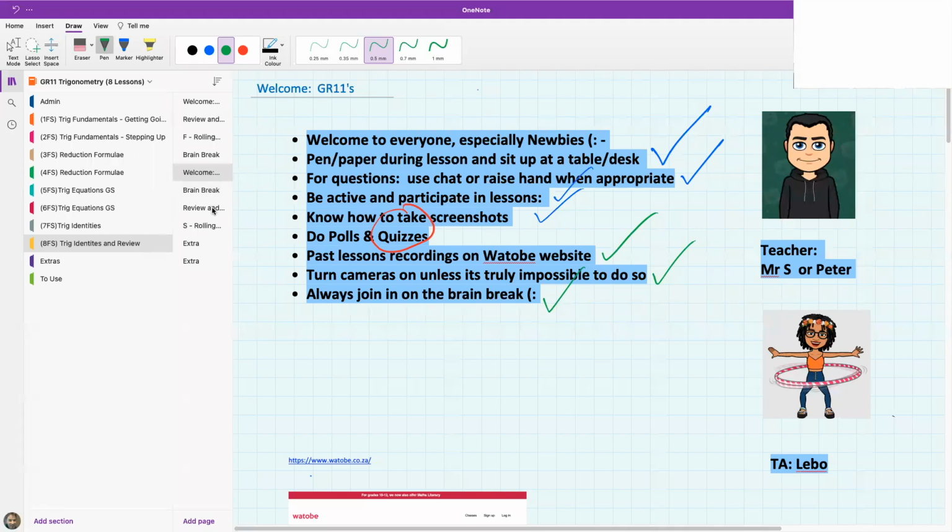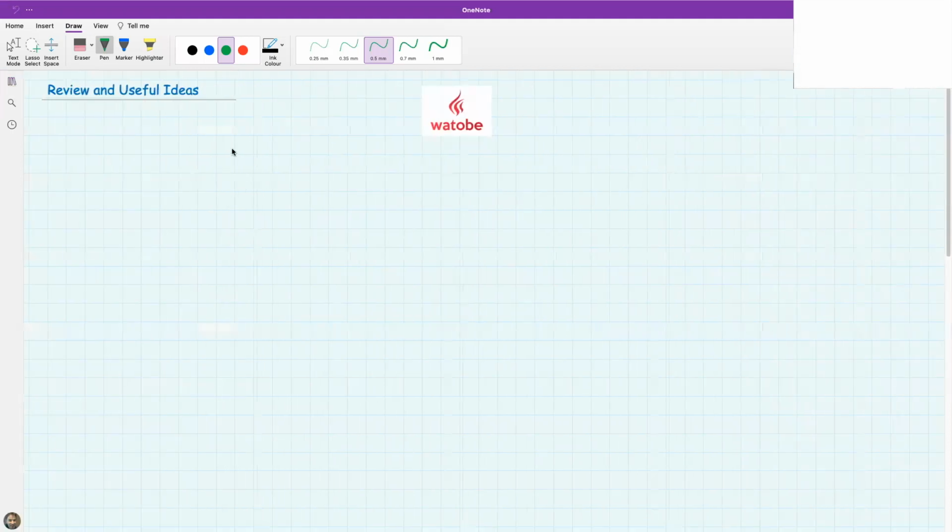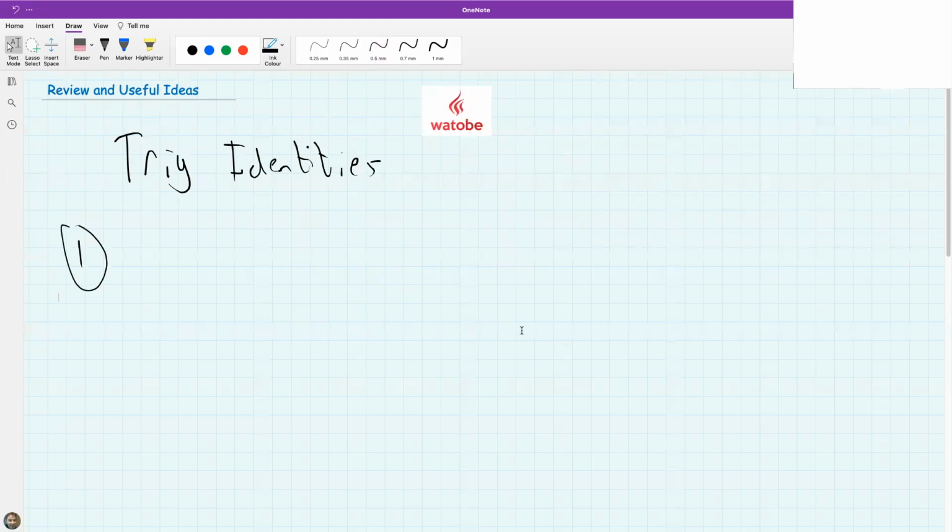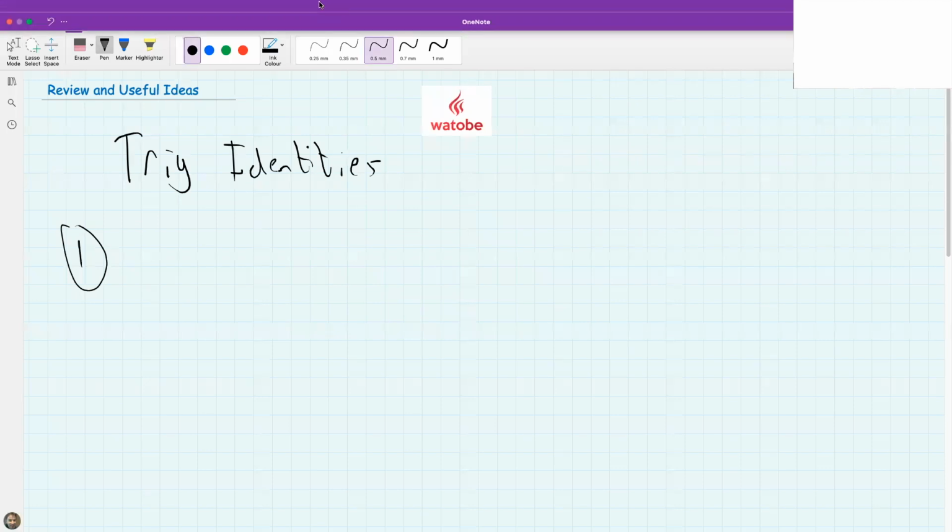Let us start with the lesson. In the previous lesson, we spoke about something called trig identities, and we're going to carry on with that today. But before we start, I want to ask, what are some of the things that you remember from the previous lesson? I'd love someone to put their hand up or put it in the chat. I'd love to know what are some of the things that have stayed with you from the previous lesson.